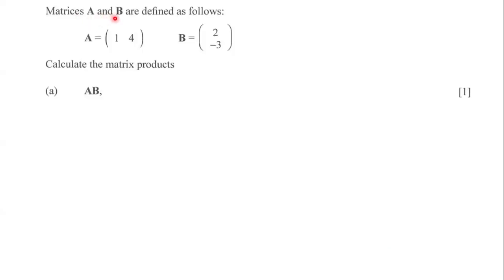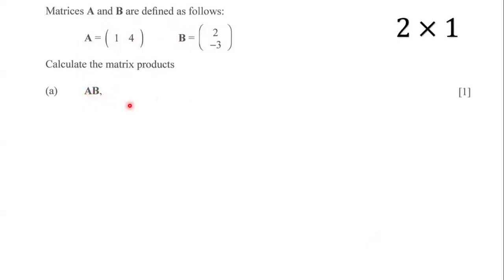Matrices A and B are defined as follows. So we have the matrix A, which contains the entries 1 and 4, and the matrix B, which contains the entries 2 and -3. And it says here, calculate the matrix product A times B. So what is A multiplied by B? What is matrix A multiplied by matrix B?